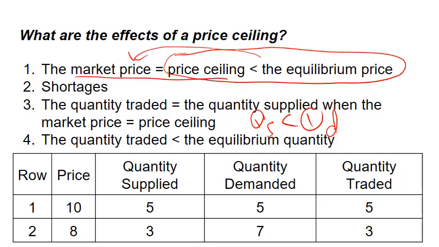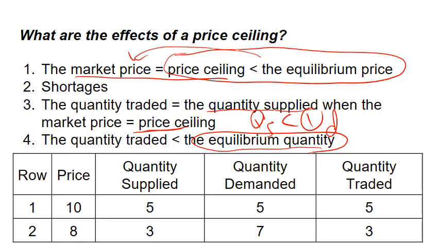Number 4, the quantity traded is going to be less than the quantity traded in the market system. The market system trades the equilibrium quantity. With a price ceiling, the quantity traded is the quantity supplied at the price ceiling. Well, since the price ceiling has pushed the price down, that's going to mean that the quantity supplied decreases, and therefore the quantity traded decreases.